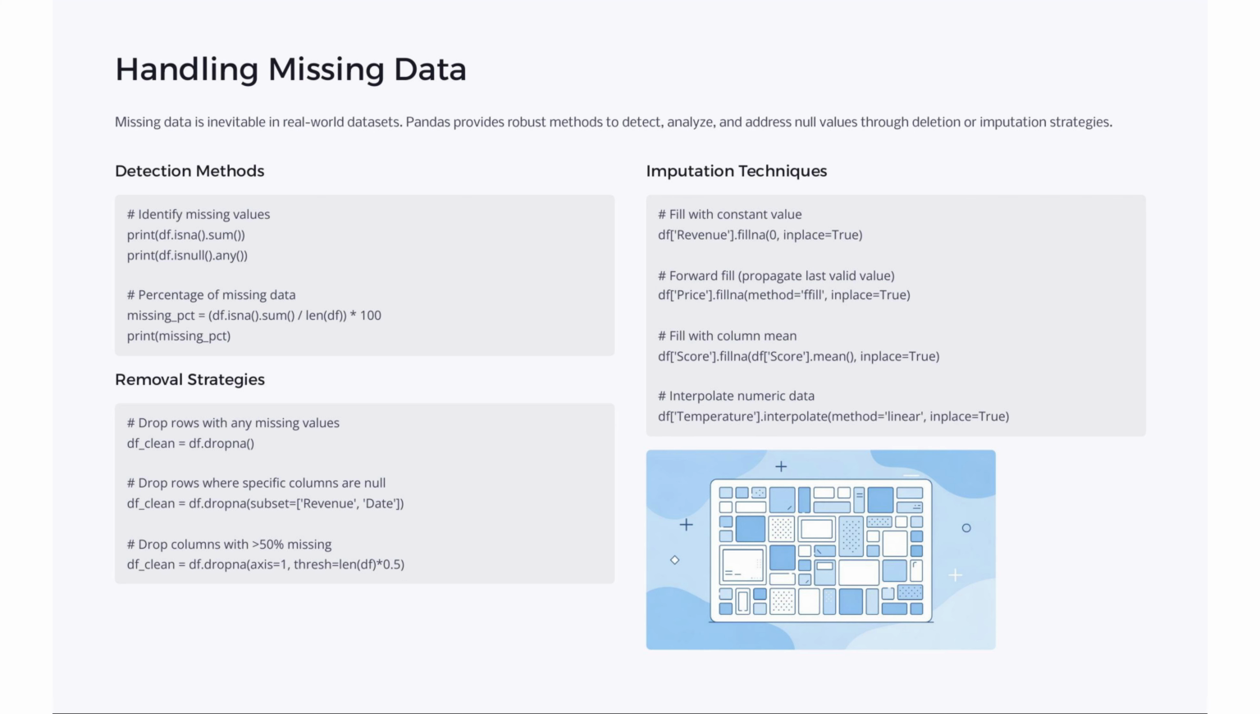Handling missing data is crucial for accurate analysis. Use Pandas to identify nulls with isna and isnull. Calculate missing data percentage, then decide on removal or imputation. Drop rows or columns with dropna, or fill gaps using fillna with constants, forward fill, or mean. Interpolation is also effective for numeric data.